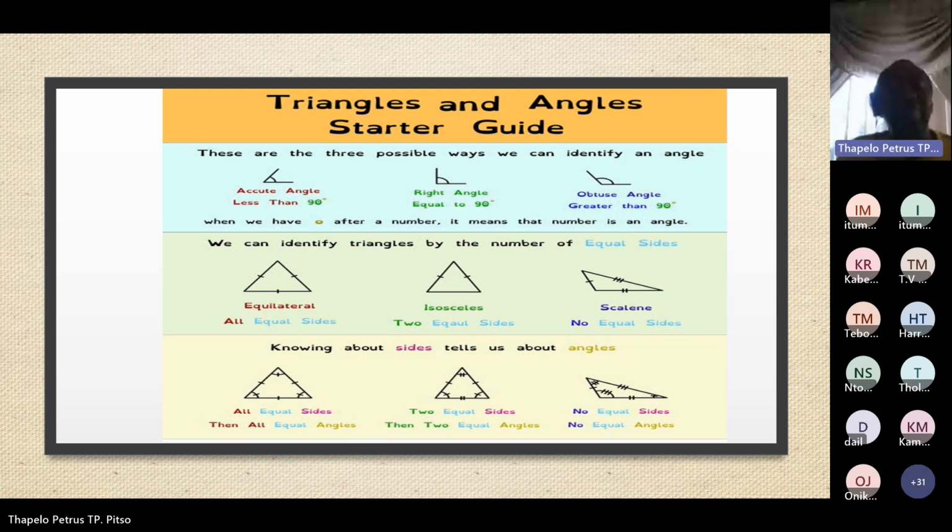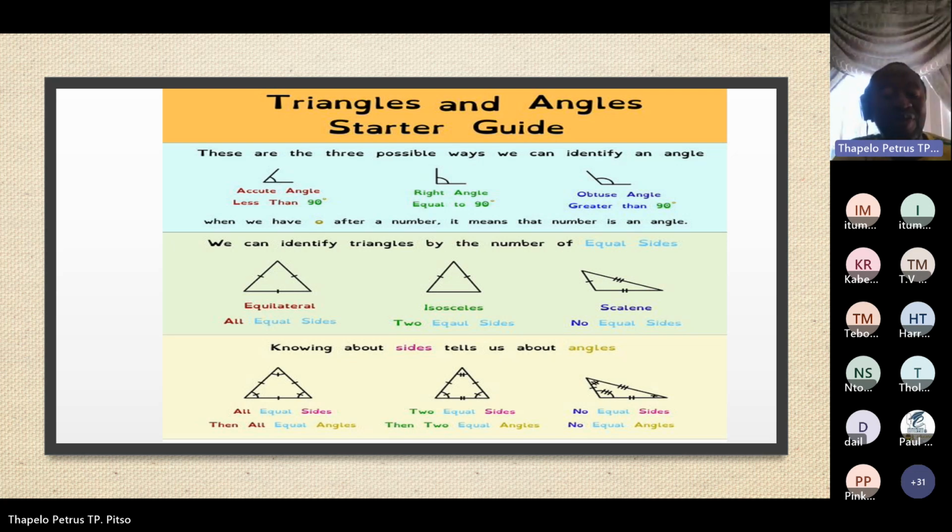Now, for example, you still remember an acute angle is an angle between 0 and 90 degrees, less than 90. That's your acute. It's important to remember that because it's going to feed into the bigger picture of triangles. And then the next one, the one that is exactly equal to 90, we call it a right angle.